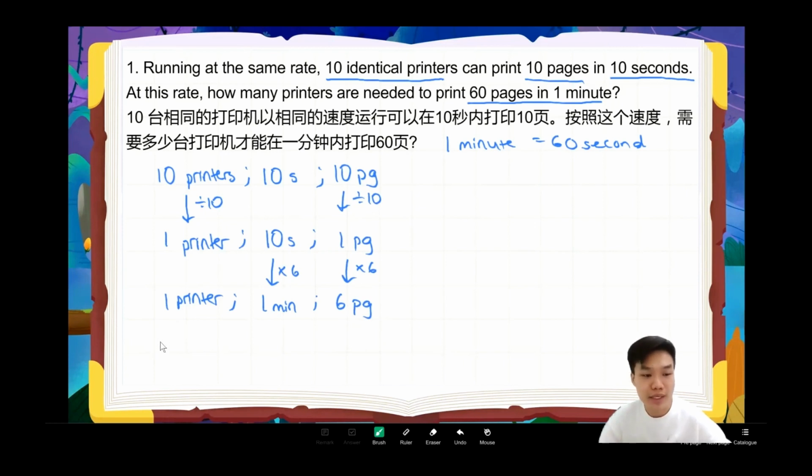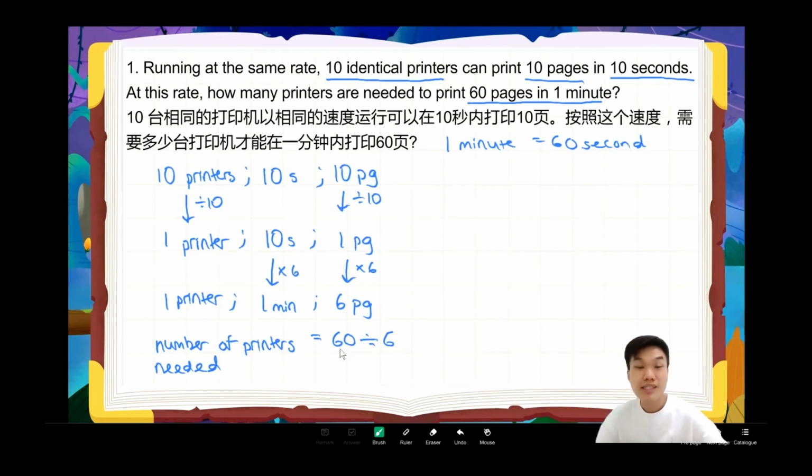How many printers are needed? The number of printers needed equals to 60 divided by 6. 60 pages divided by 6 pages. We will get 10. So 10 printers are needed. That's how we can solve this type of questions. Let's move on to question number 2.